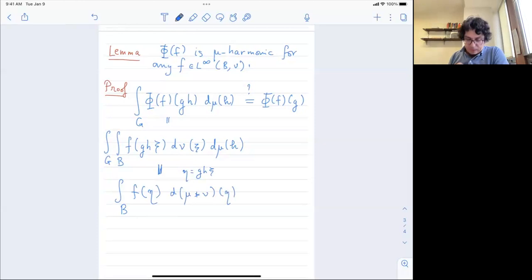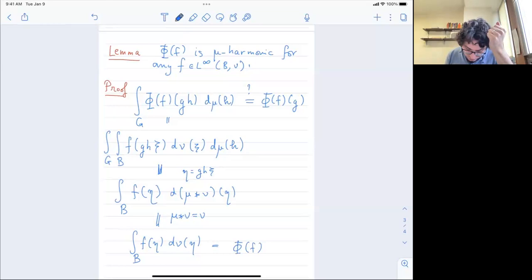And then we know that mu star nu equals nu by the fact that this measure is stationary. So this is the integral of f of eta d nu eta over b. By definition, this is phi of f of, wait, sorry, the g should still be there. So we do the change of coordinate, eta is h times psi, not g h. Anyways, this is just the computation, and once we have this, we know that this map is harmonic.